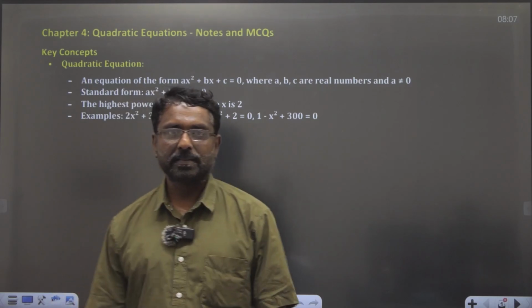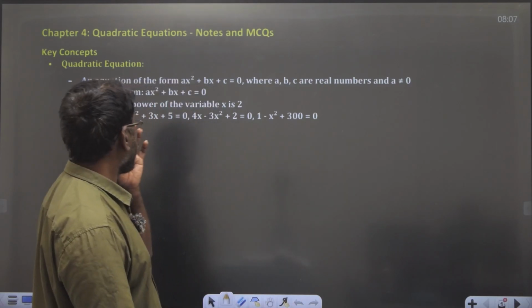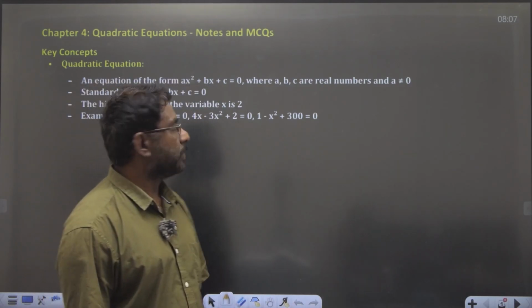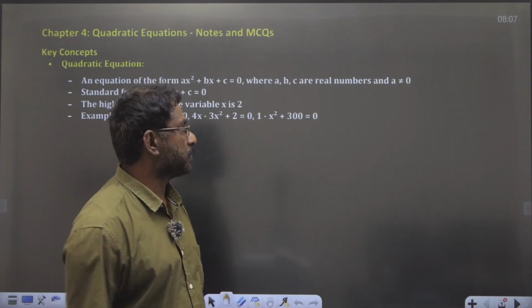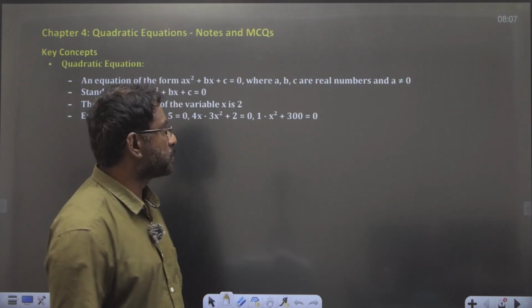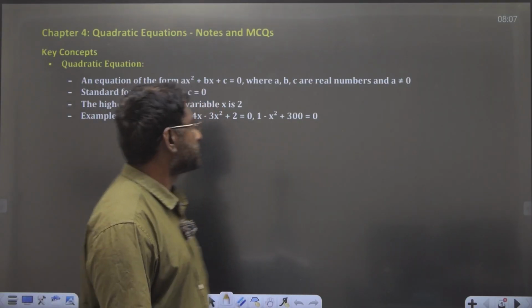Hi dear students, again quadratic equation. Last class we discussed the theory parts of quadratic equations. Today we are going to do some questions from this chapter.